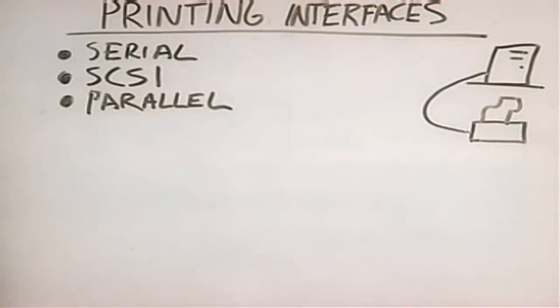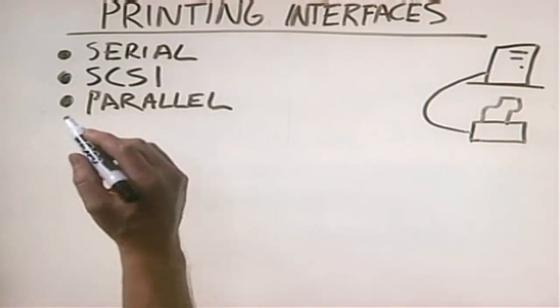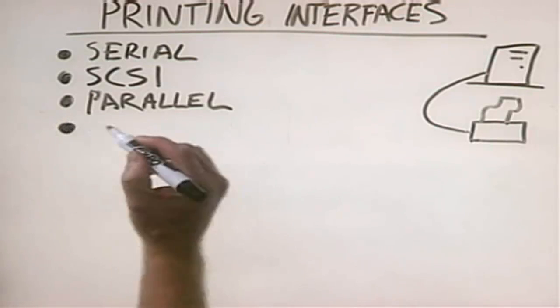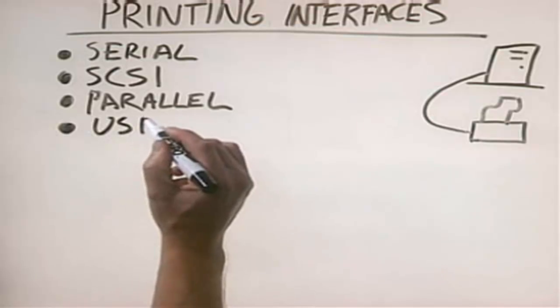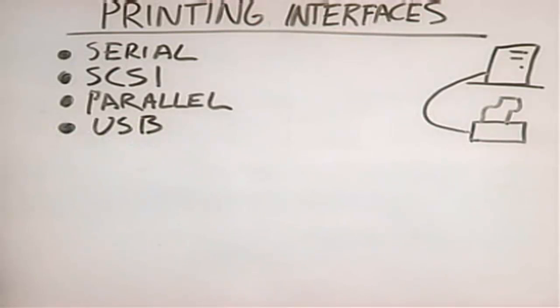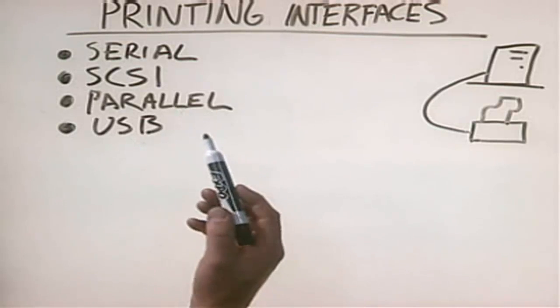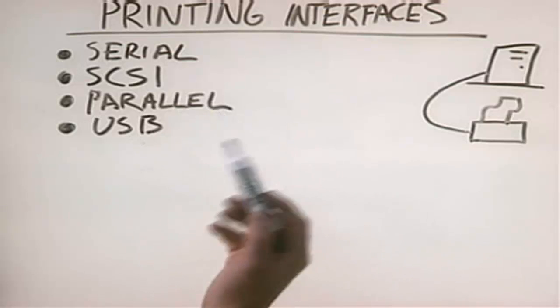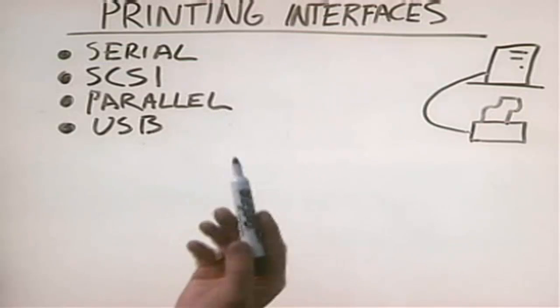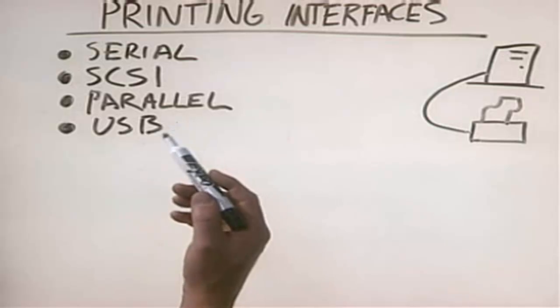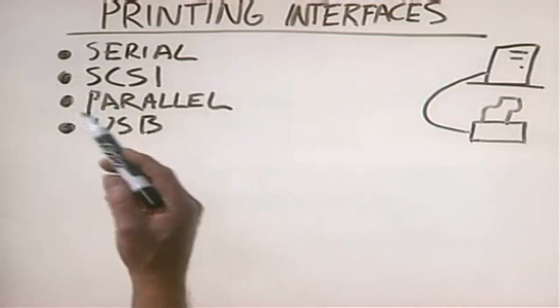It's still with us. However, it's starting to face a little bit of pressure, probably a lot of pressure, from USB, Universal Serial Bus. Universal Serial Bus works great for printers. The one advantage USB has over an interface such as Parallel is the fact that, like Parallel, it's easy to configure. You just plug everything in and it works. But it also can support multiple printers.